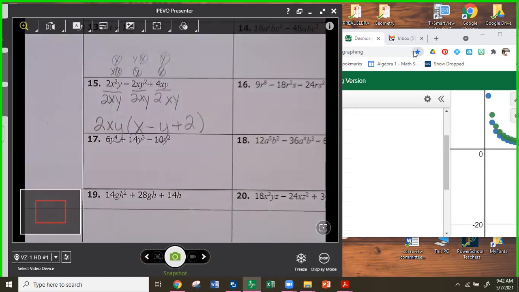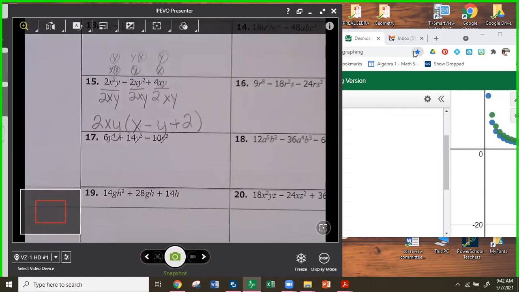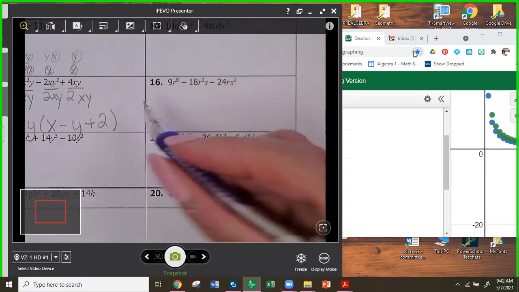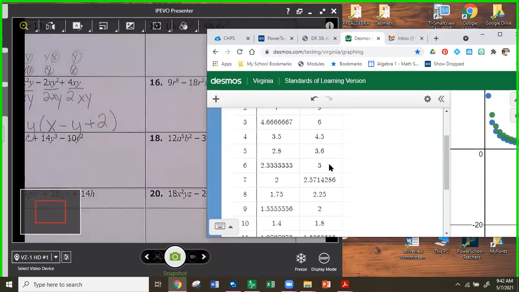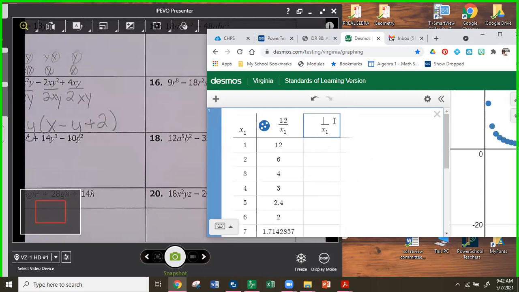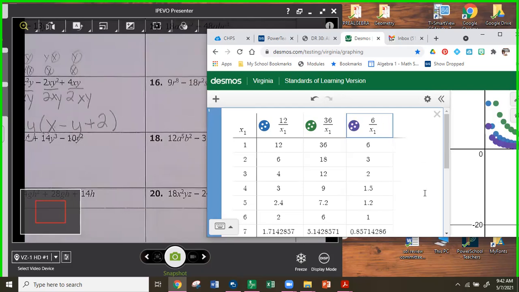All right, well, let's do another one. Let's do number 18. So I need to know what goes into 12, 36, or 6. 6. Okay, remember, if you didn't know that, you could type it in Desmos and use the chart. And by the way, I could add another column. So right now I have 2 columns, but I could do 12, 36, and then I would just make another column, 6, divide x1, and then see what they all had in common, which is 6.